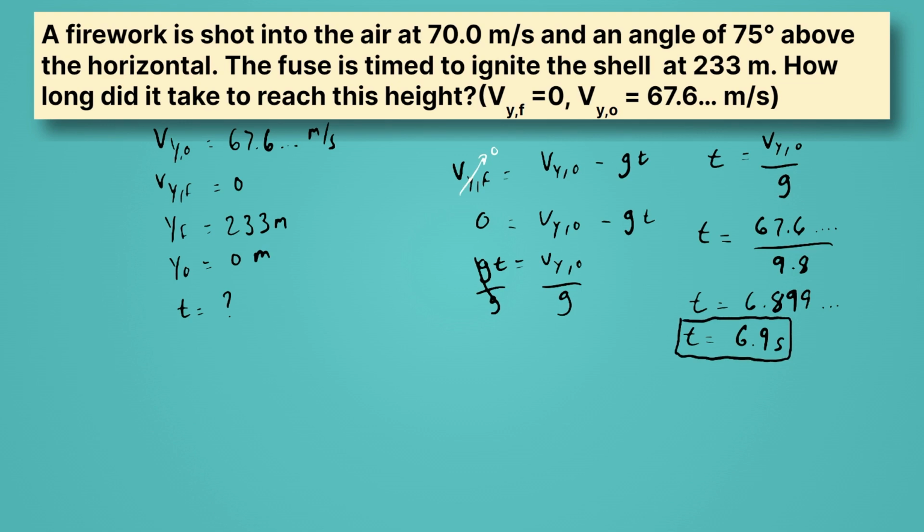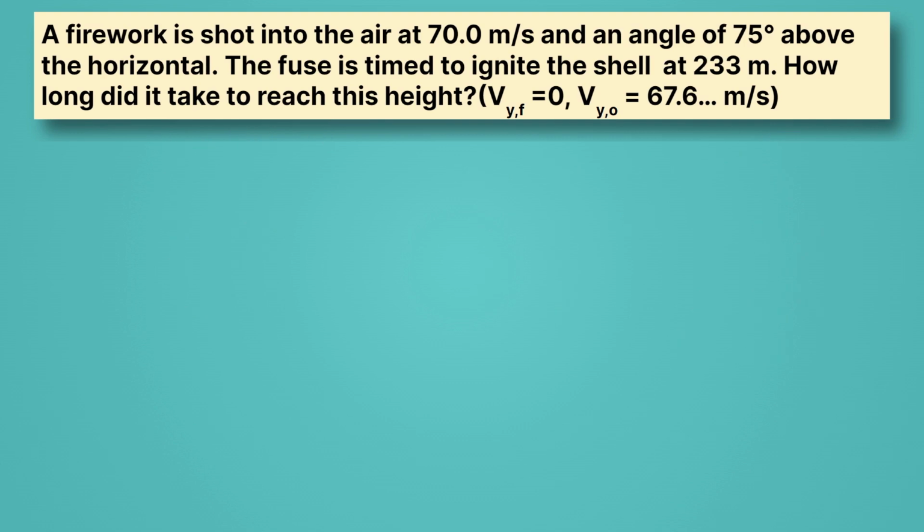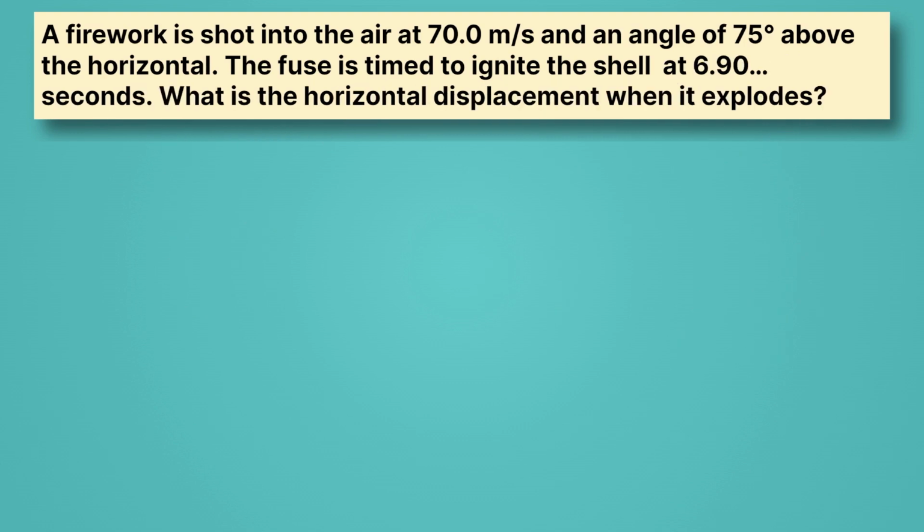One last projectile motion problem here to practice. Let's take a look. This problem says a firework is shot into the air at 70 meters per second. Sounds familiar, right? At 75 degrees above the horizontal. The fuse is timed to ignite the shell at 6.9 seconds. What is the horizontal displacement when it explodes? Okay, this is your chance. Pause the video, draw another picture. This one's going to use the x variables, just a hint, and see if you can work it out.